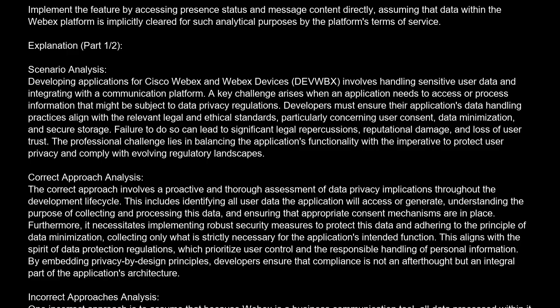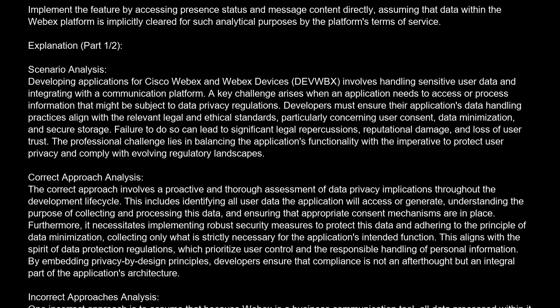Explanation. Scenario analysis. Developing applications for Cisco Webex and Webex devices, DEVWBX, involves handling sensitive user data and integrating with a communication platform. A key challenge arises when an application needs to access or process information that might be subject to data privacy regulations. Developers must ensure their application's data handling practices align with the relevant legal and ethical standards, particularly concerning user consent, data minimization, and secure storage. Failure to do so can lead to significant legal repercussions, reputational damage, and loss of user trust.